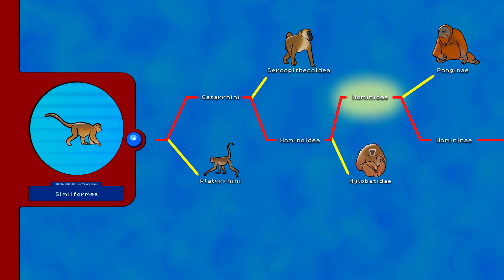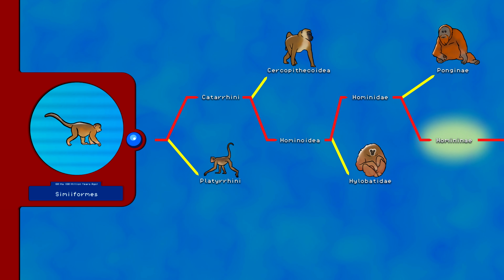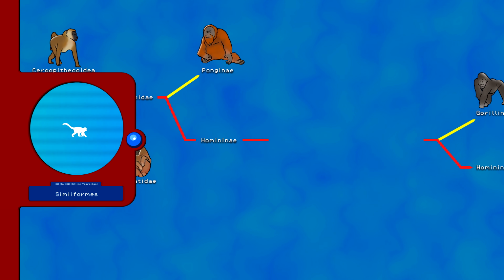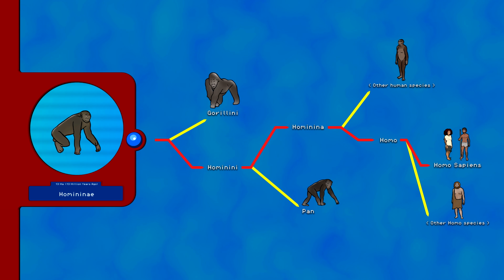Hominidae, the great apes, branched 14 million years ago and includes Homininae and Ponginae, the orangutans. 12.5 to 14 million years ago, the African apes Homininae branched from Hominidae and includes Hominini and Gorillini, the gorillas. Hominini branched from Homininae 7 million years ago and includes humans and Pan, chimpanzees and bonobos. Now, at 2 million years ago, we've reached our closest relatives in the genus Homo. Hominina includes all human species, such as Homo habilis, Homo neanderthalensis, and Australopithecus africanus.